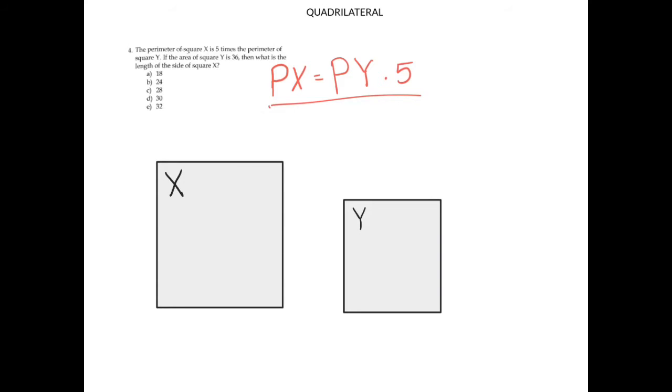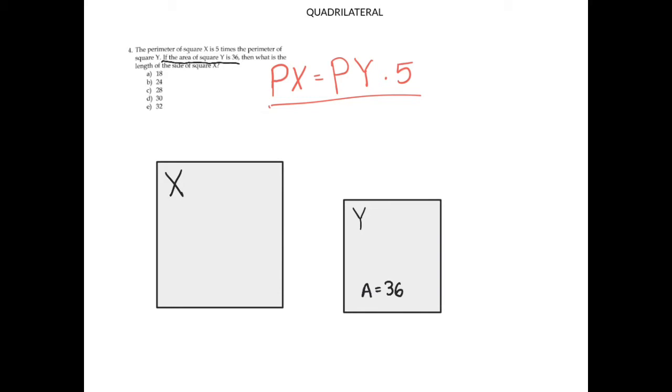Now, what we should do next is see that it's giving us the area of square y. So we'll write area, which is A, is equal to 36. And then our question is, what is the length of the side of square x? Now let's get to solving.